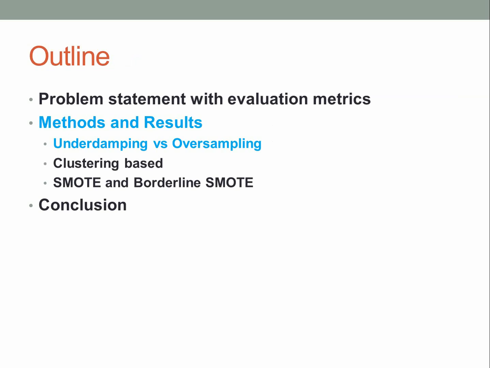For the methods and results, I have categorized those methods into 3 categories. The first area is undersampling versus oversampling, and then we want to talk about clustering-based methods, and finally, we looked into more sophisticated ways of handling the imbalanced data set. That's what we call SMOTE, as well as the borderline SMOTE.